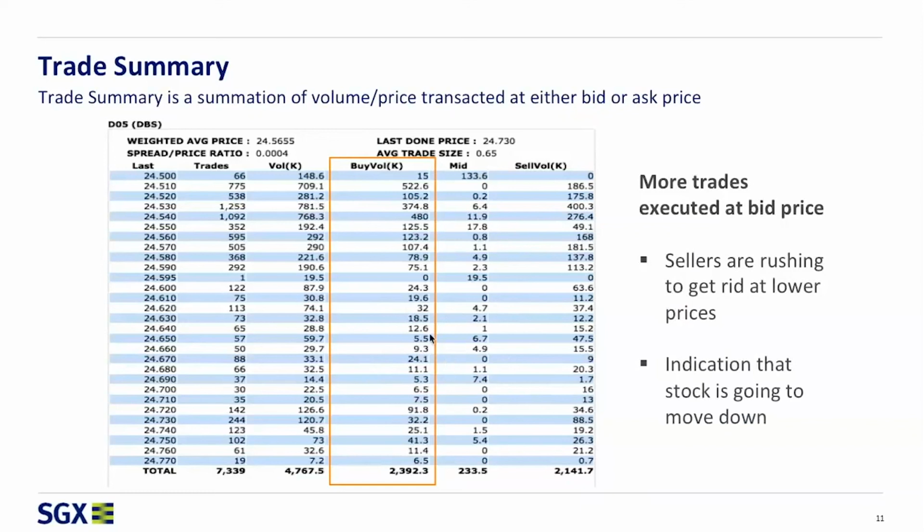Therefore, when you have more volume being done at the buy volume, or the bid side, it means that the stock has the potential of going down. It just says that the volume is being driven by the seller.